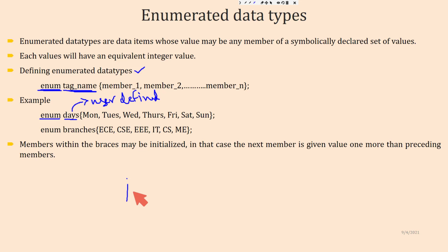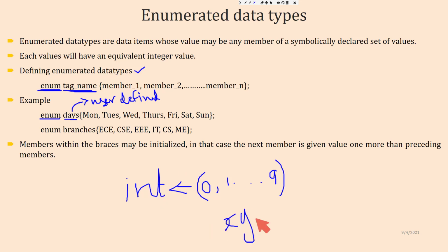What is the specialty of integer? An integer can take integer values, that means any combination of digits 0, 1 up to 9. Any combination can be used. Those are the possible values of an integer. So if I write x, y, z, it is not an integer. But if I write some combination of these digits, say 109, it will be an integer.